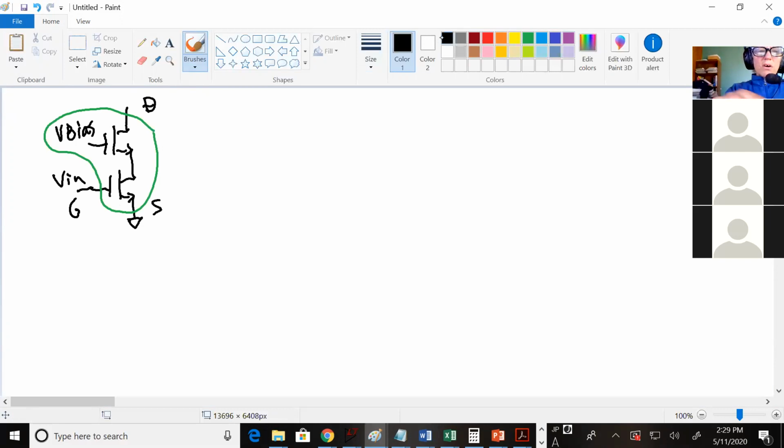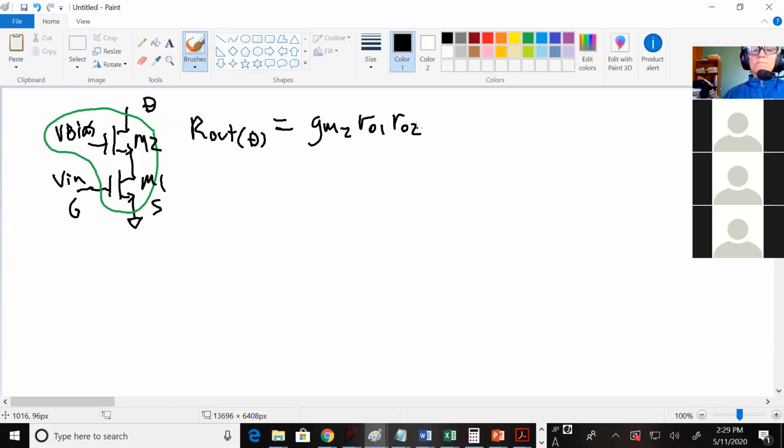And if you look at the R out for this, that's at the drain. That equals your GM2, M2, M1, RO1 times RO2, approximately, because there's a couple of other terms, but they're much smaller, so we got rid of them.